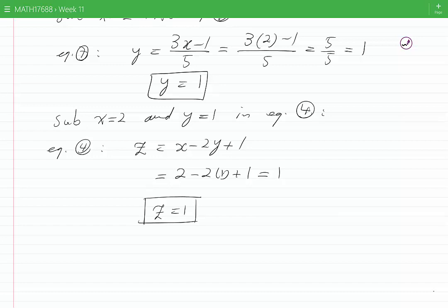Here is the final conclusion. The solution to the system of equations is the point (2, 1, 1). Now let's look at the problem using the method of elimination.